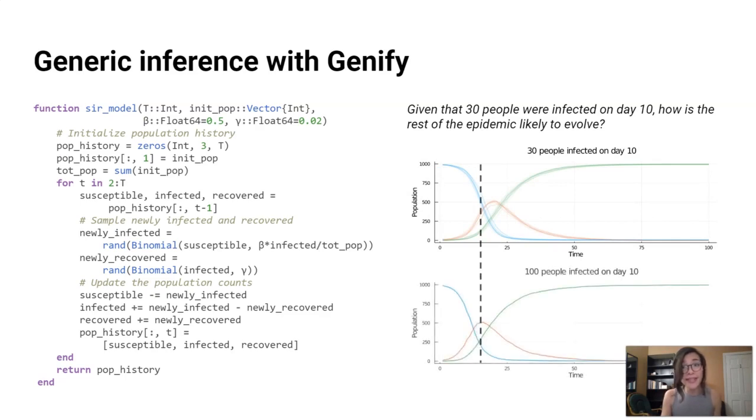If you compare this against a similar importance sample where 100 people are infected on day 10, we can see that in the second case, the number of infected individuals peaks considerably earlier. This comparison can help shed light on, for example, the impact of superspreader events. Without Genify, this sort of rare event simulation would not be possible, because we would not be able to constrain random choices internal to the simulator, nor obtain likelihood weights.